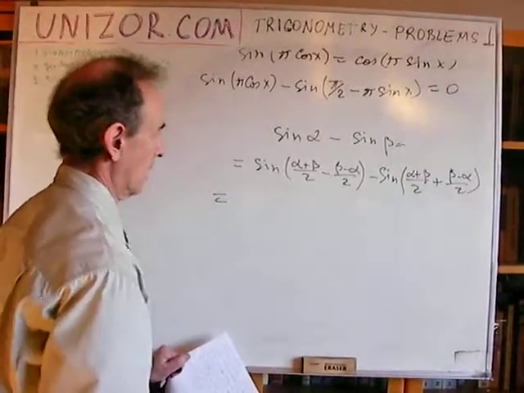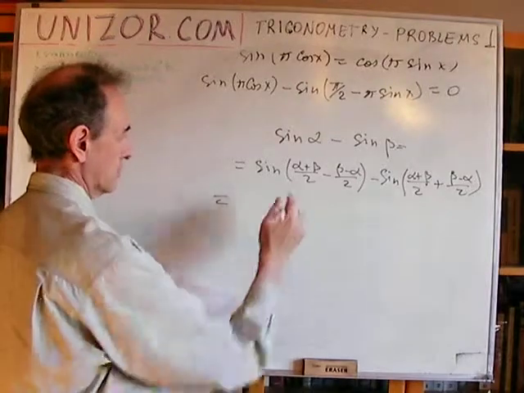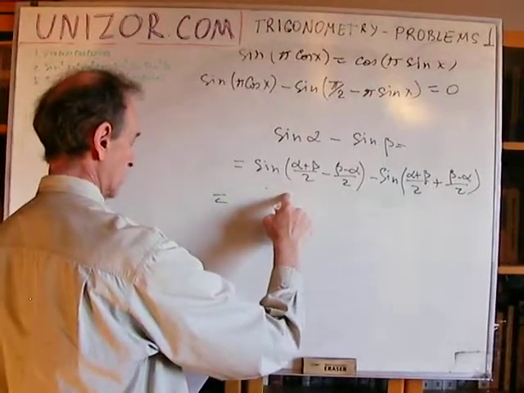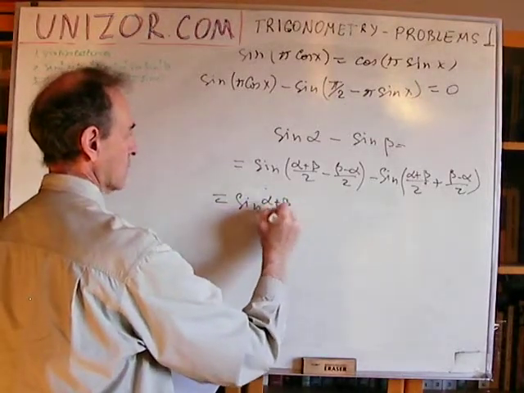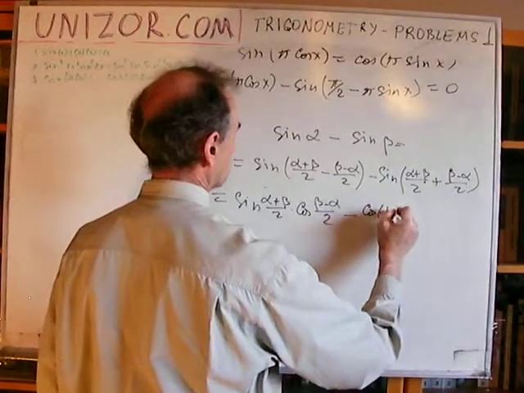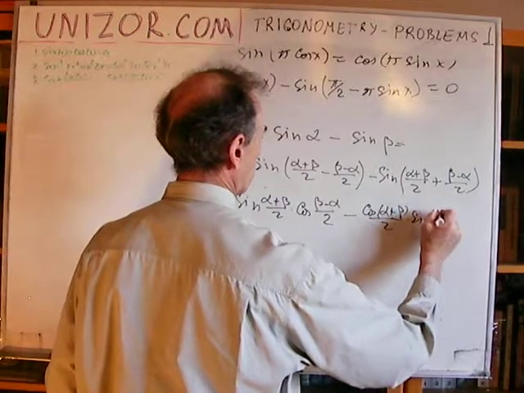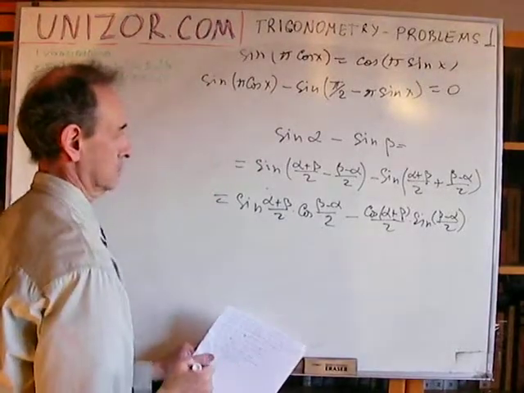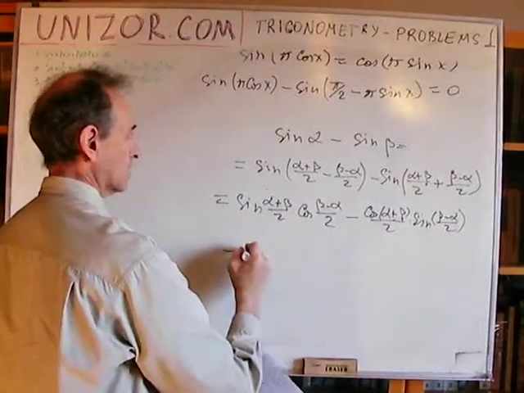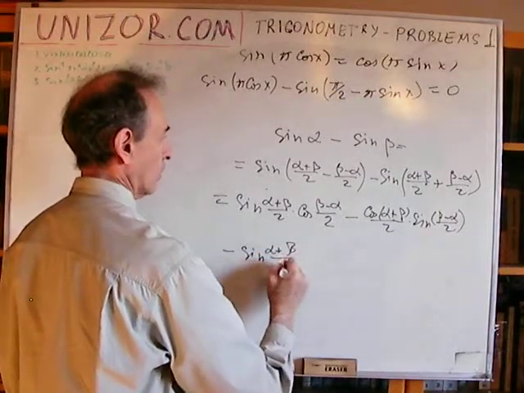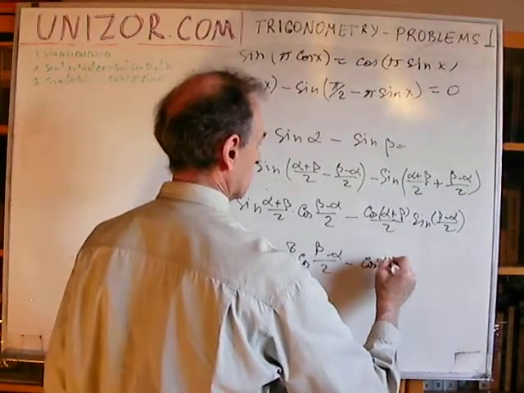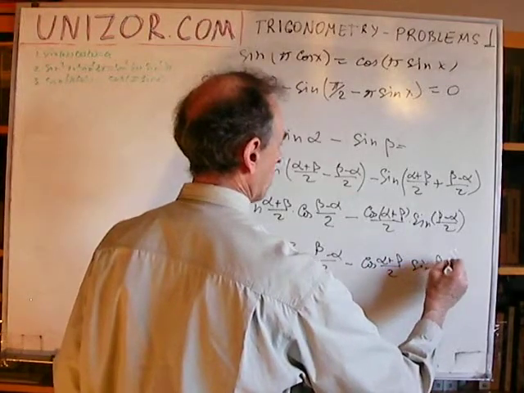And this is the sine of the difference between two angles, which is what? Sine cosine minus cosine sine, right? So it would be sine of alpha plus beta over 2 times cosine of beta minus alpha over 2, minus cosine of alpha plus beta over 2 times sine of beta minus alpha over 2, minus sine cosine plus cosine sine, but this is minus in front, so I will have everything with a minus sign. Sine alpha plus beta over 2 cosine beta minus alpha over 2 minus cosine alpha plus beta over 2 sine beta minus alpha over 2.